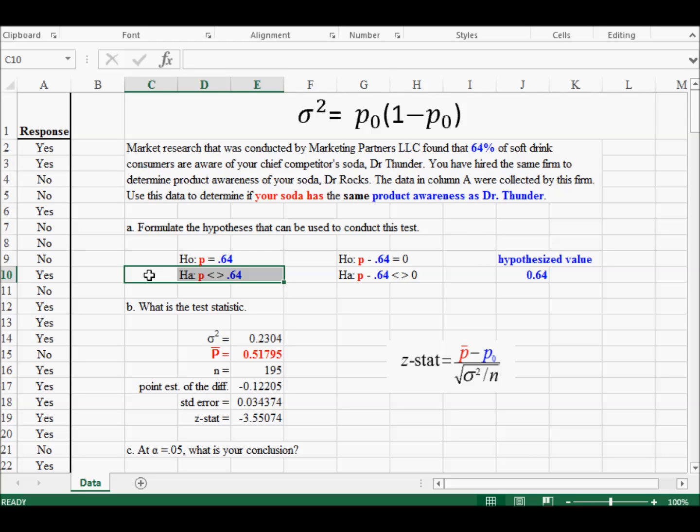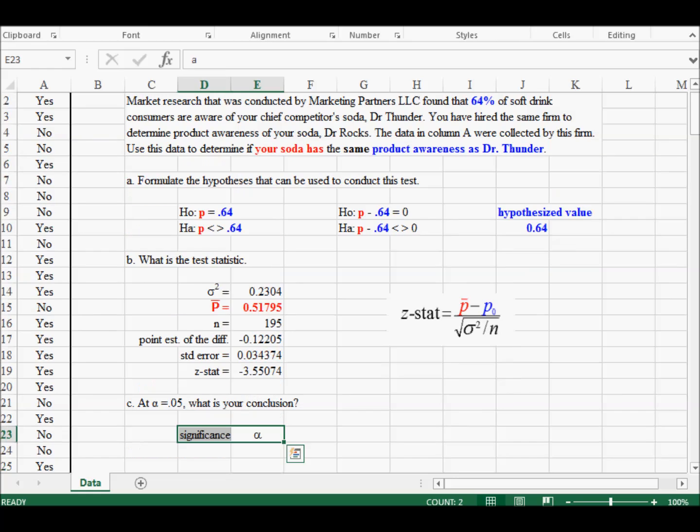So we have a difference. That difference is negative. Now we need to know if that difference is significant and negative, and we do that by comparing the z-stat to the critical value. So significance is the alpha level, and the alpha level is equal to 0.05. Now remember, the alternative hypothesis is a two-tailed test, so we have to divide the alpha by 2. When you divide alpha by 2, you get 0.025.